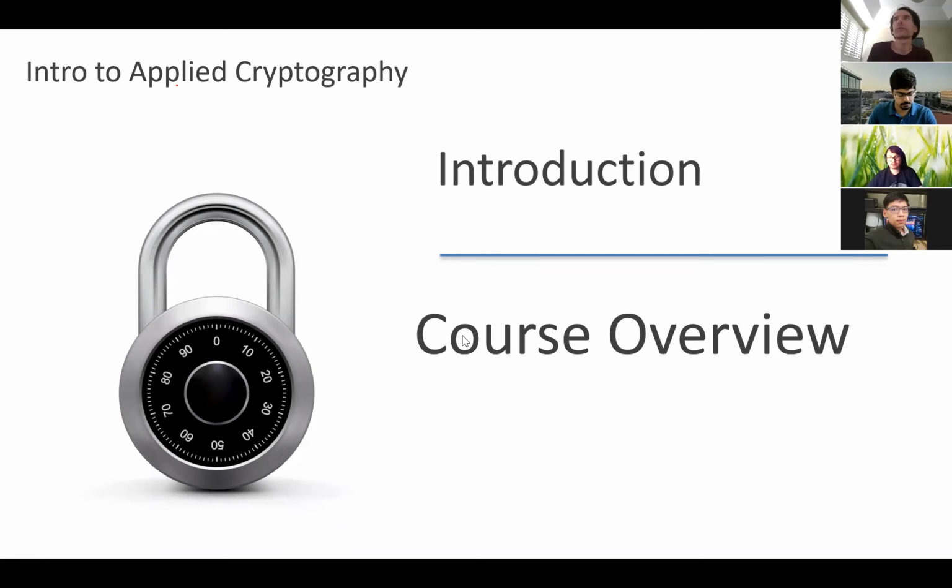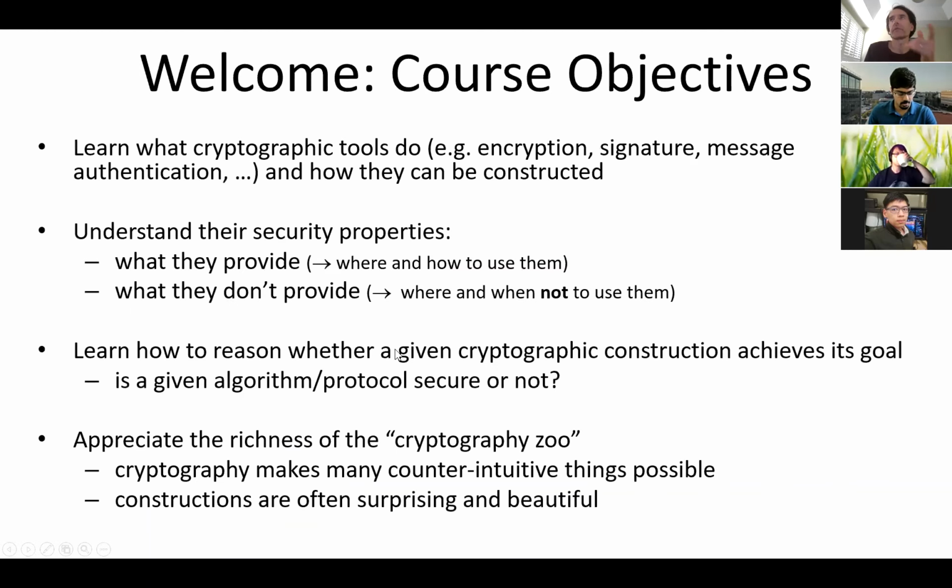Okay, so hello. This is CS 167. Let me go over some overview material. This class is about learning what cryptography does. What is encryption? What is a signature? Message authentication, zero knowledge proof. Maybe more sophisticated stuff, we'll see. It is already plenty sophisticated, by the way. And how to construct these things.